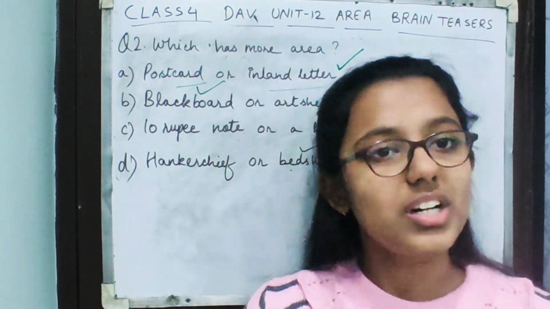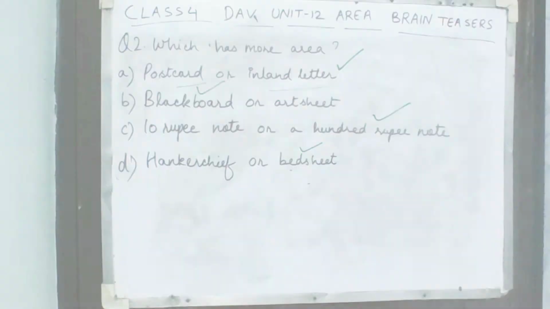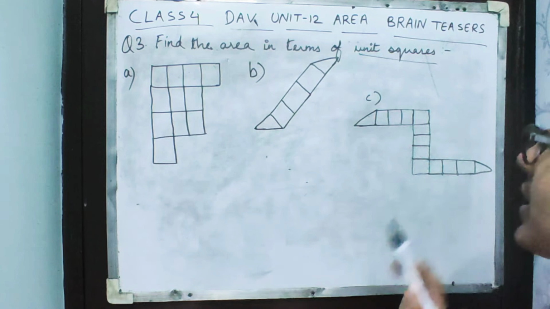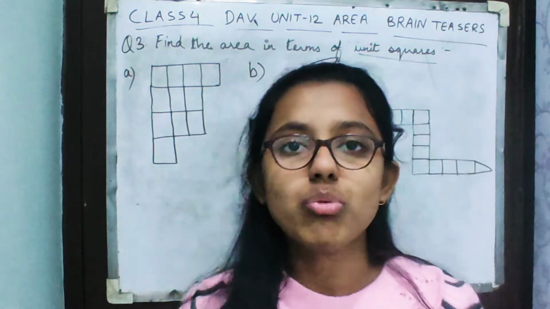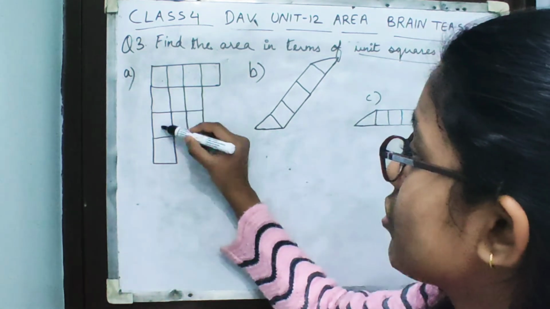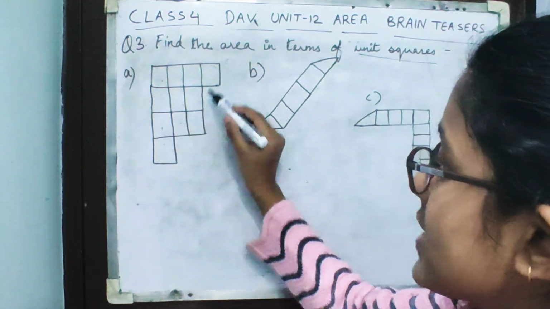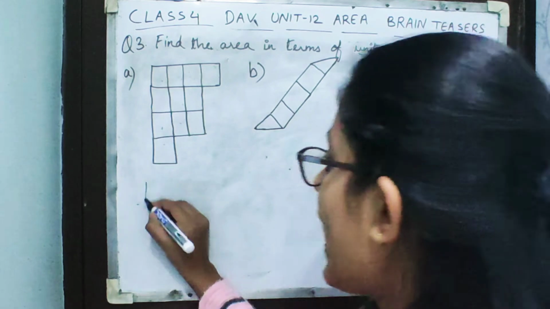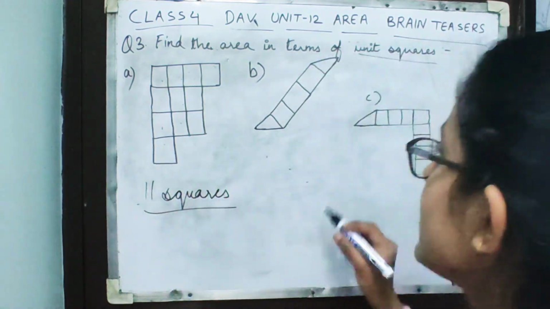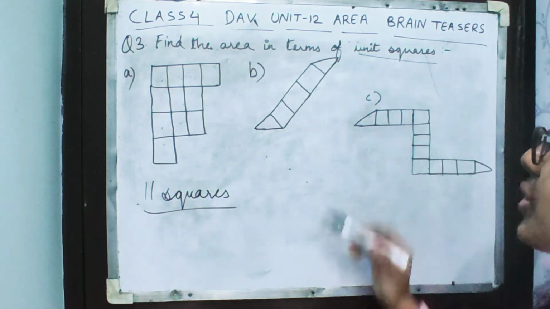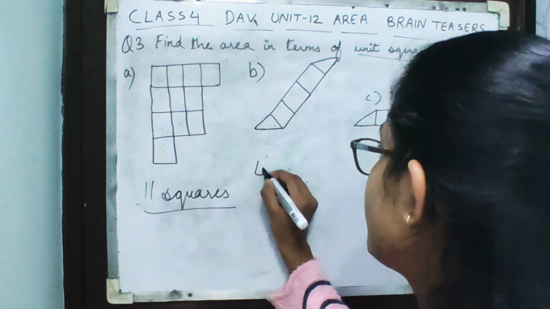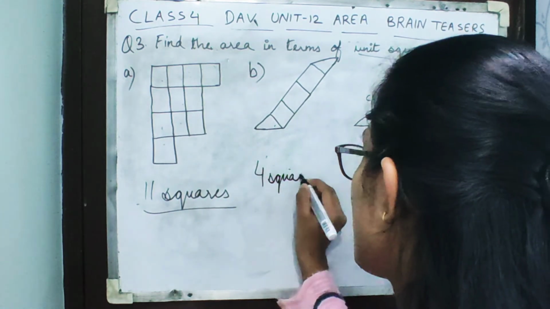Now let's move on to the third question, that is, find the area in terms of unit squares. We have to count the squares and then determine the area. First one: 1, 2, 3, 4, 5, 6, 7, 8, 9, 10, 11. So the area is 11 squares. Next: 1, 2, 3. 3 full squares, and 2 half squares make up 1 square. So 3 plus 1, 4. Our answer is 4 squares.